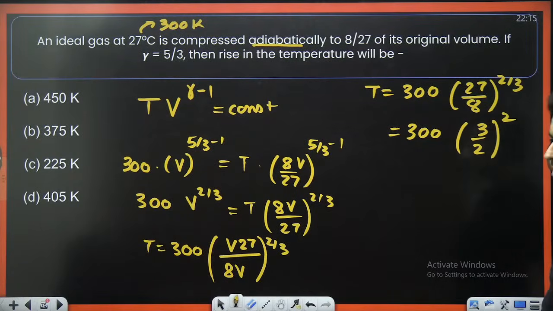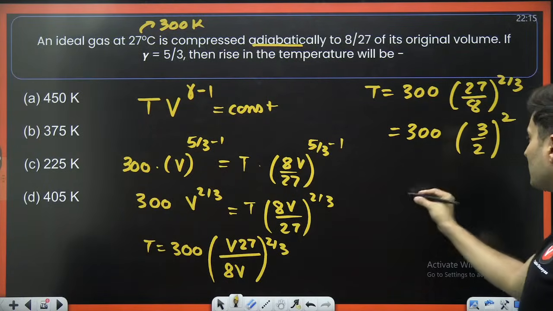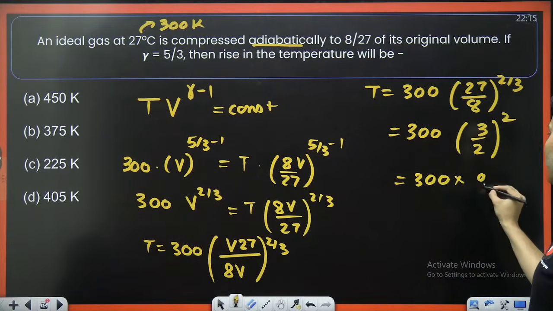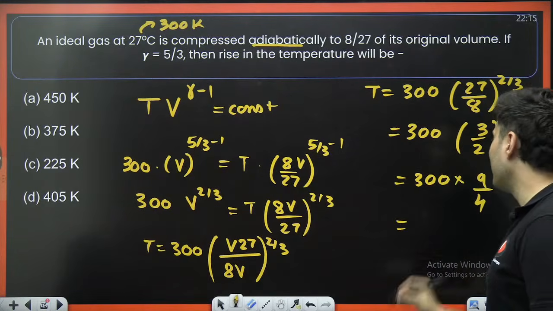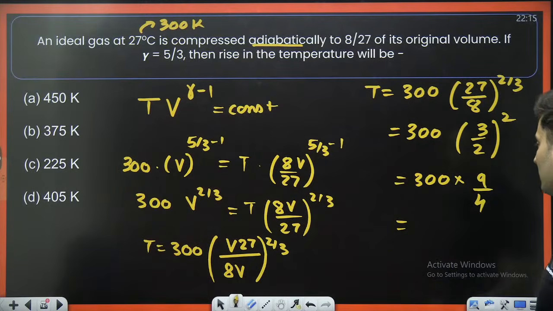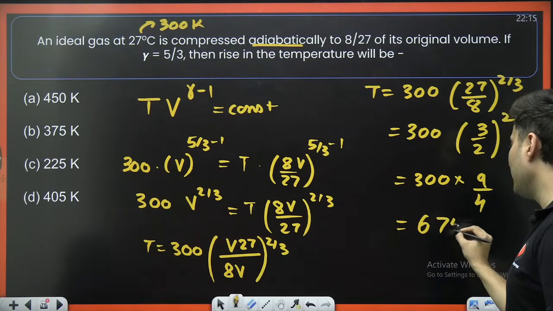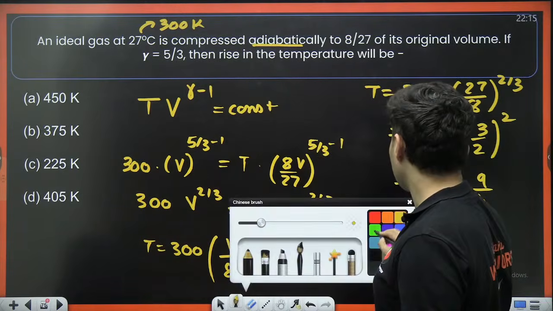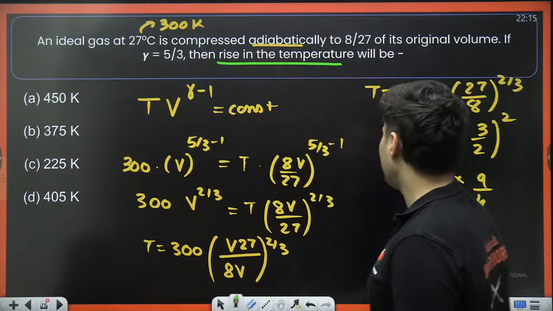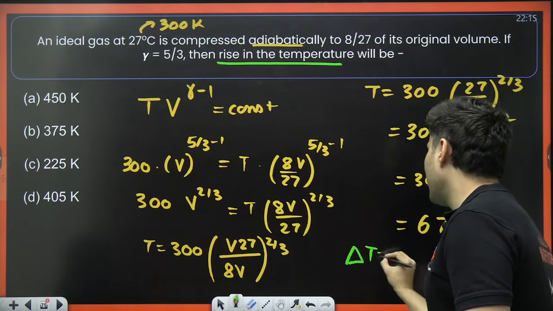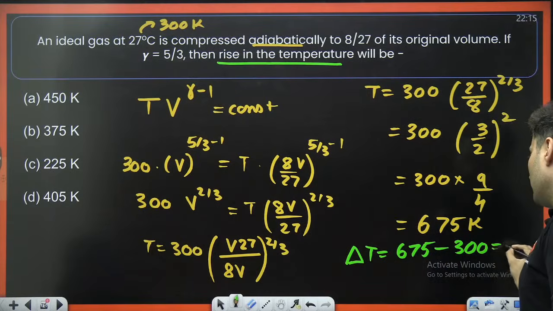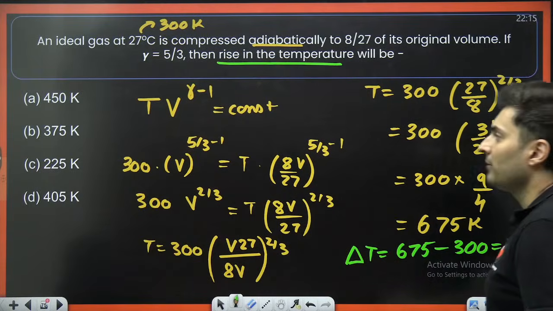So only the square is remaining. Cube root has been taken. So 3 square, my dear students, is 9 divided by 4. So how much is this going to be? This is going to be 675 Kelvin. But the question asks for the rise in temperature. Read the question carefully. The rise in the temperature is 675 minus the original, which is 375.